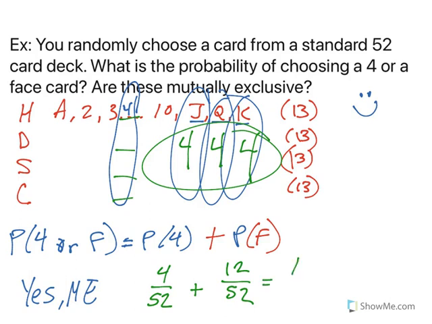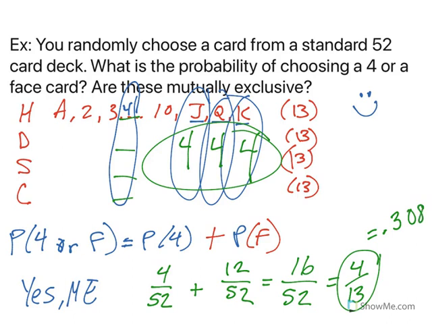So when I add these together, I get 16 out of 52. And again, I can reduce. This is a 4 out of 13. And if I want to write that as a decimal, again, let's round to the nearest thousandths. I get 0.308. And that is the addition property or addition rule for mutually exclusive events.